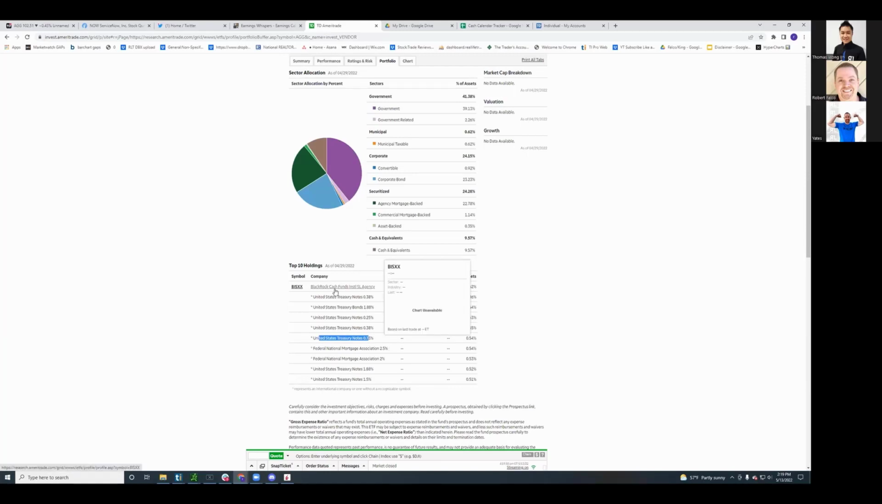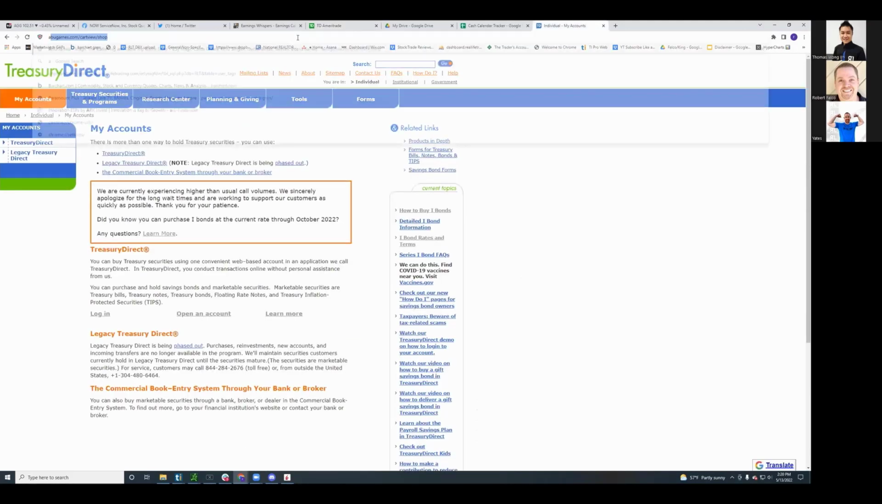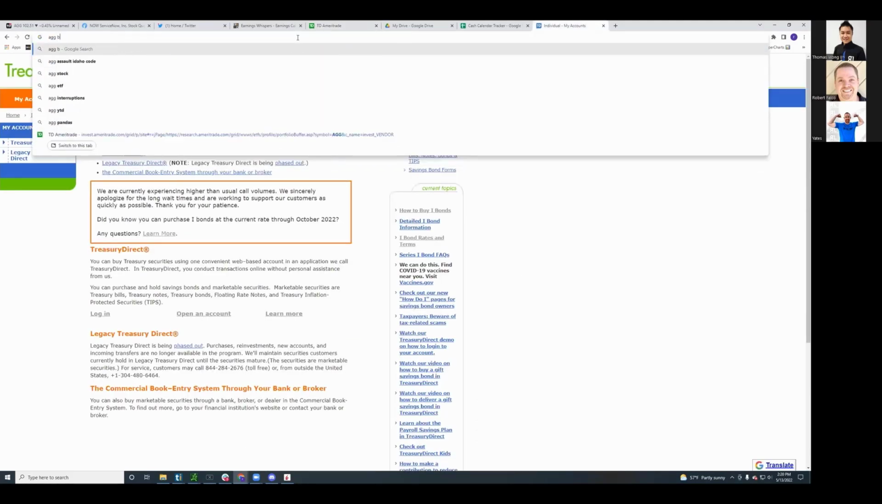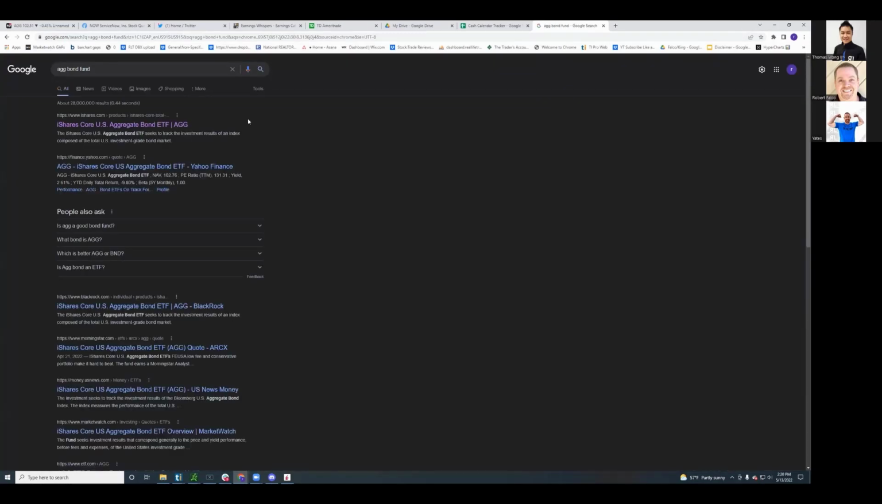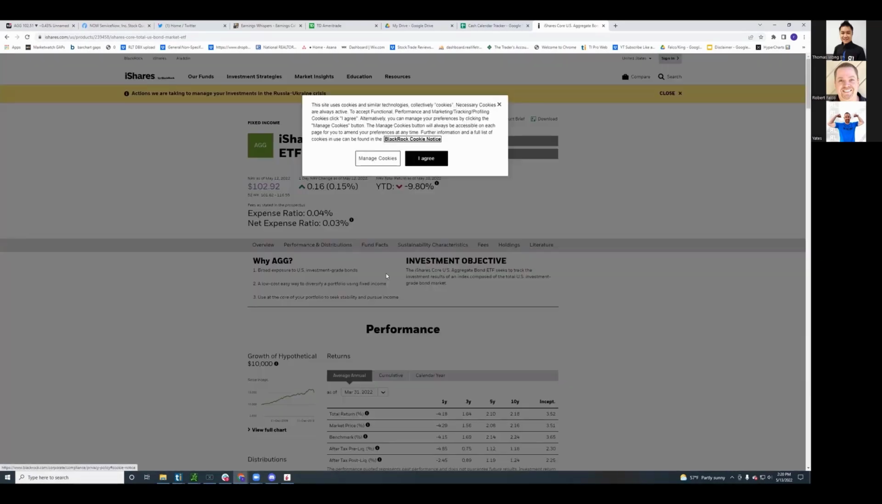This is BlackRock cash funds. But you can see what some of these things are owning. If you want the most up to date, I would just come in and go like AGG bond fund and go to their website, like iShares. That way you'll see the exact 30-day yield. I think it's as of yesterday.